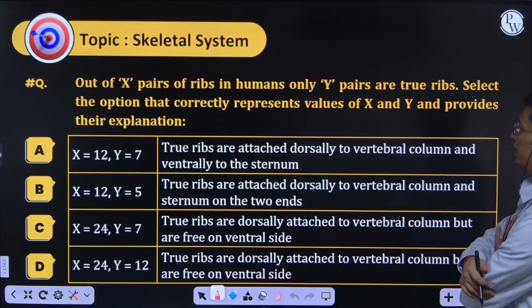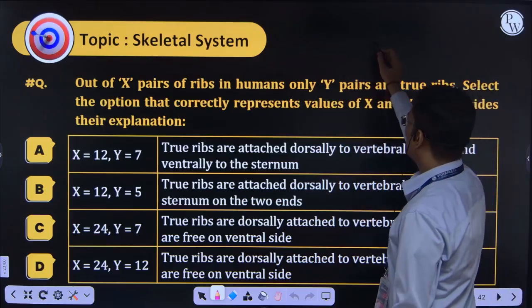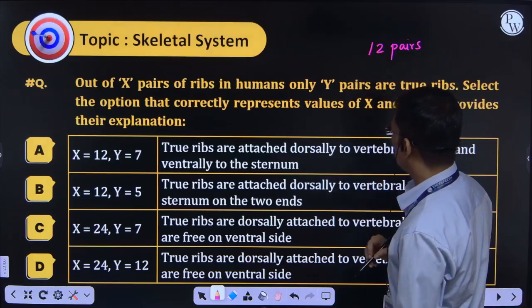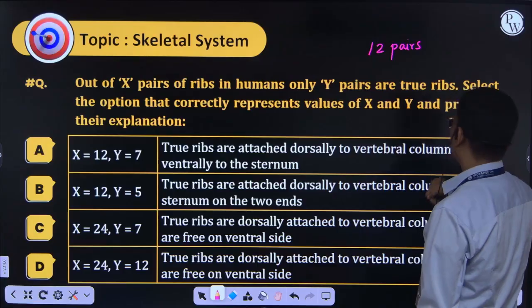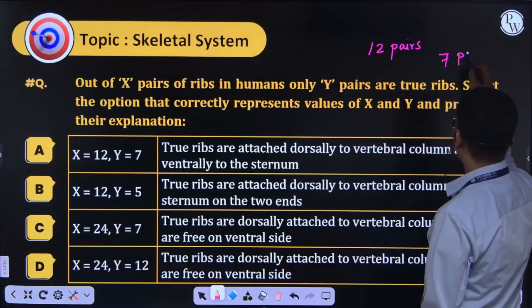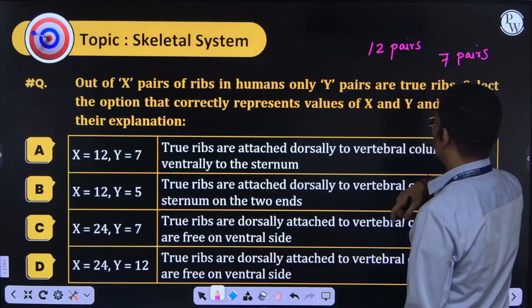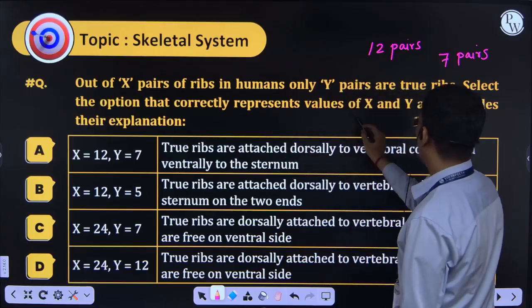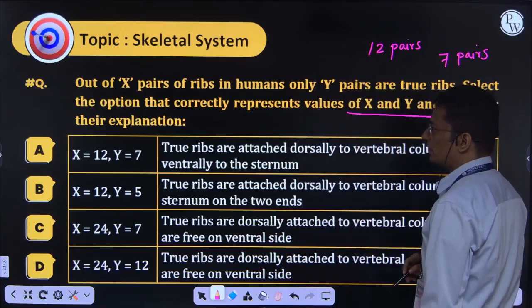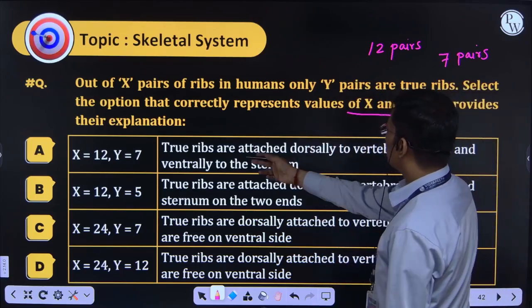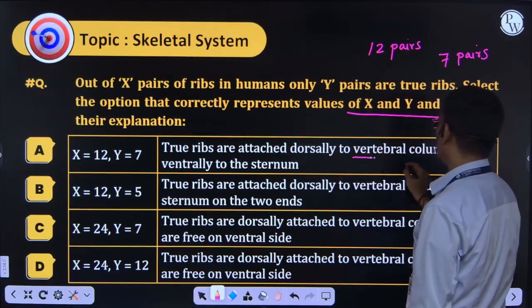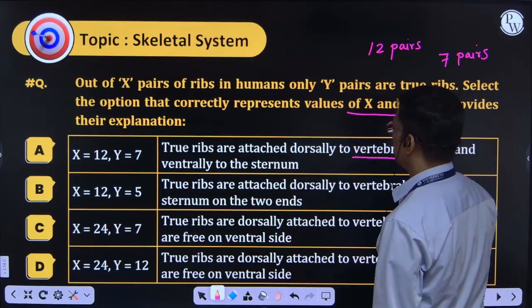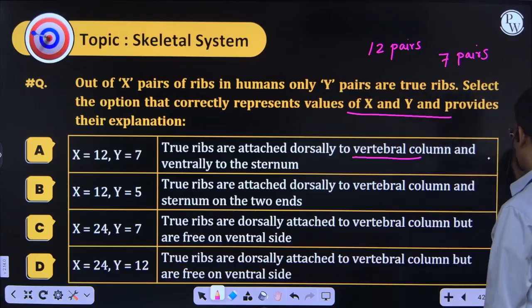Out of X pairs of ribs, how many pairs are there? There are 12 pairs. X means there are 12 pairs of ribs in the human body. Only Y pairs are true ribs. How many pairs? 7 pairs are true ribs. So Y is 7. Select the option that correctly represents the values of X and Y and provides their explanation. The explanation: the ribs are attached dorsally to the vertebral column, because the vertebral column is dorsal, and ventrally to the sternum. That's correct. This is the correct one.